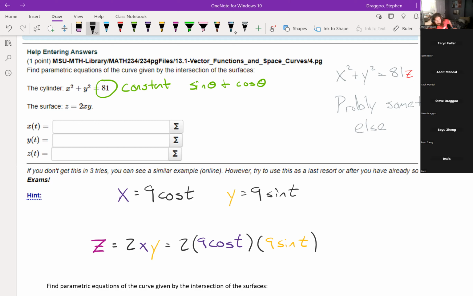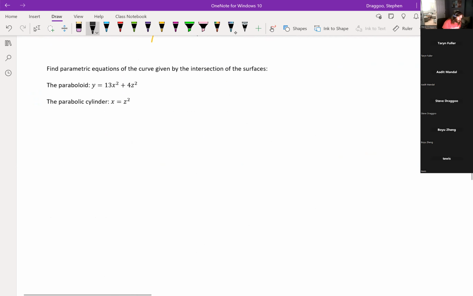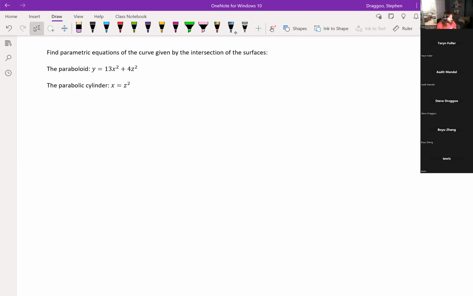So it's great when these parameterizations go smoothly, but what happens if they don't go smooth? Let's explore that next. So as an aside, I want to find parametric equations of the curve given by the intersection of the two surfaces given here. First one's a paraboloid, and the second one is a parabolic cylinder.